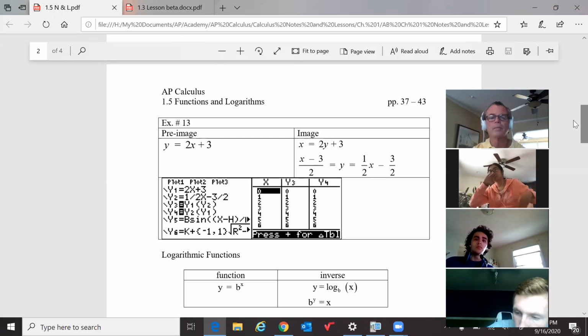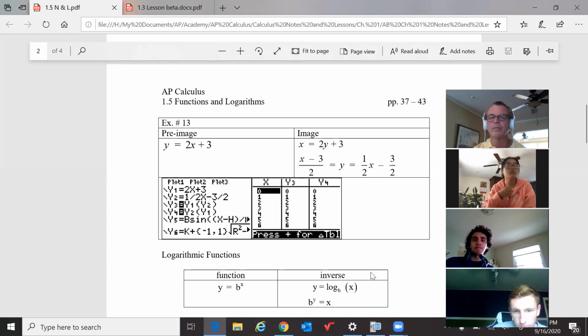So, ready? Here's the pre-image. That's the question: y equals 2x plus 3. The inverse is x equals 2y plus 3. That's it. Then you take this and solve it for y. So this work down here, we're going to do together on the calculator.